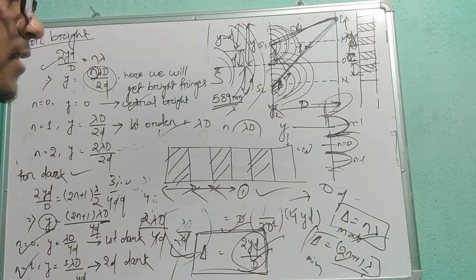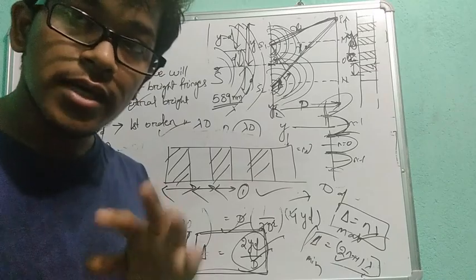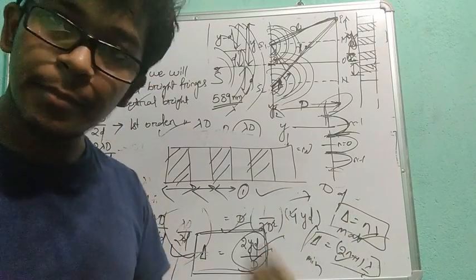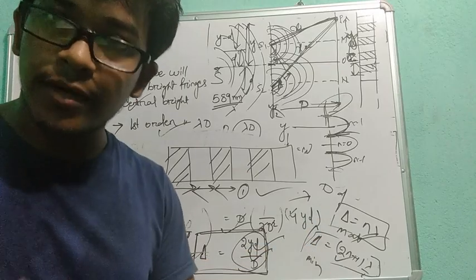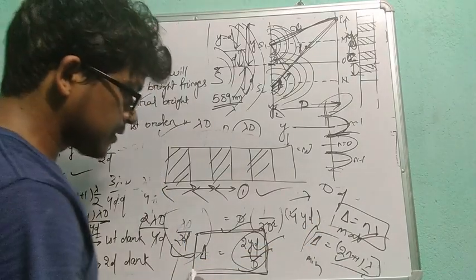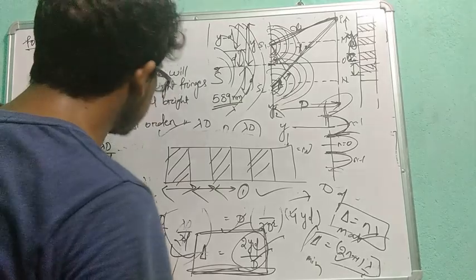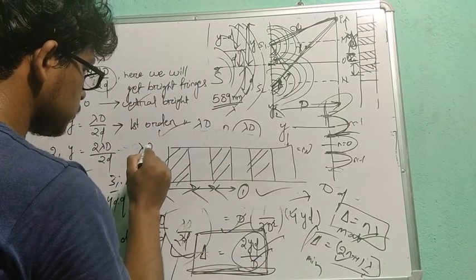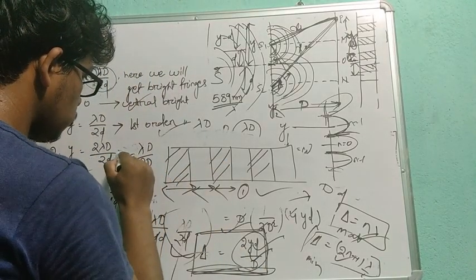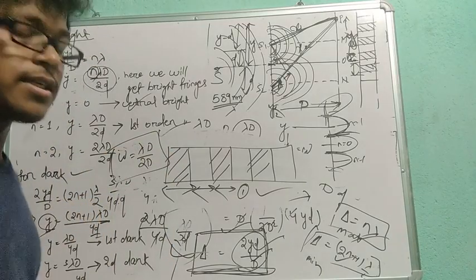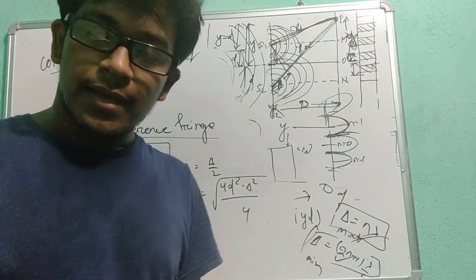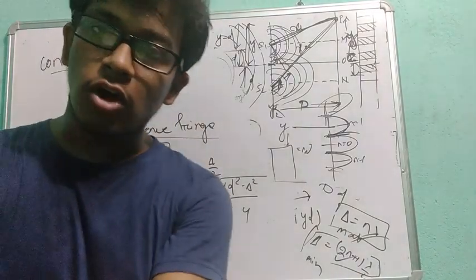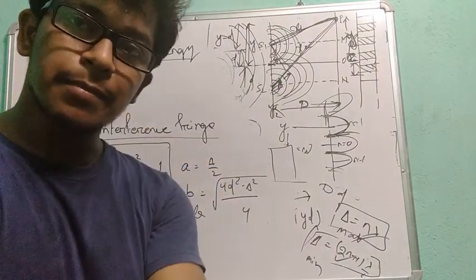And guys, my dear friends, always remember these formulas. Delta equal to n lambda, delta equal to 2n plus 1 lambda by 2, and this I calculated for width, lambda d by 2d, omega. Always remember these things. You will get lots of numericals based on these things. And guys, this is all regarding your Young's double slit experiment.